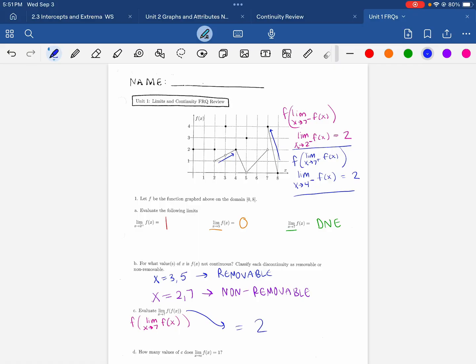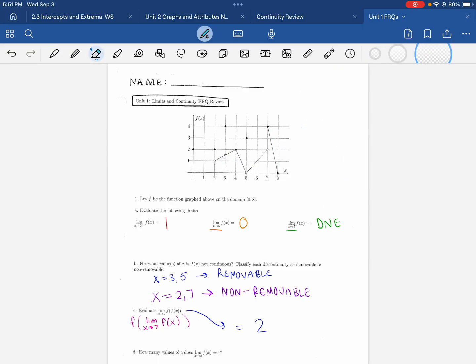You do not have one on your test tomorrow. That's a composite function like that. So you do not have a composite function like that on your test. So if you didn't get that, not a big deal. Don't even worry about it.